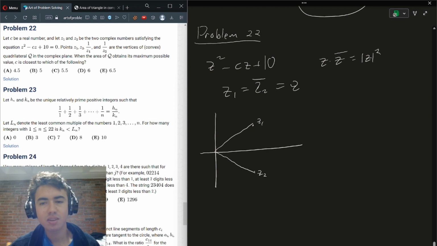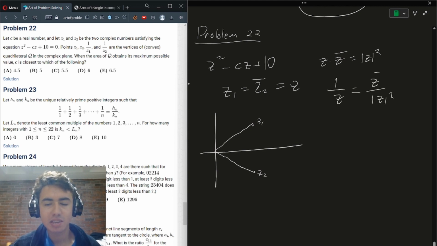You can just find that by writing it out with the actual values of like a plus bi. But anyway, using this, we see that 1 over z is equal to z conjugate over the absolute value of z squared. This means 1 over z1 should be somewhere over here, right? It'll be, because the conjugate is z2, and then divided by the absolute value.